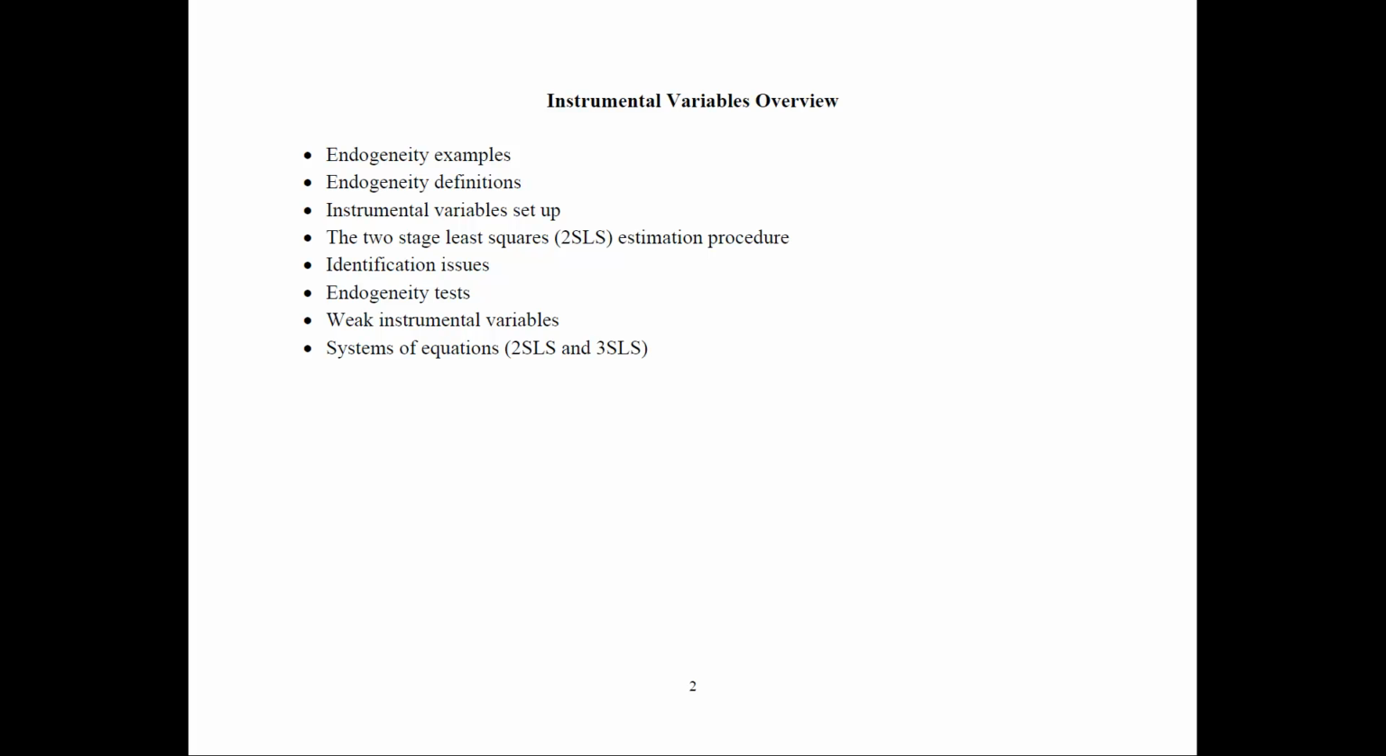Then we will talk about instrumental variable setup and the models, and the two-stage least squares estimation procedure on how to deal with these endogeneity issues. And then we will talk about identification issues and endogeneity tests and weak instrumental variables. And finally, we will conclude with systems of equations when we will talk about the two-stage least squares and the three-stage least squares.